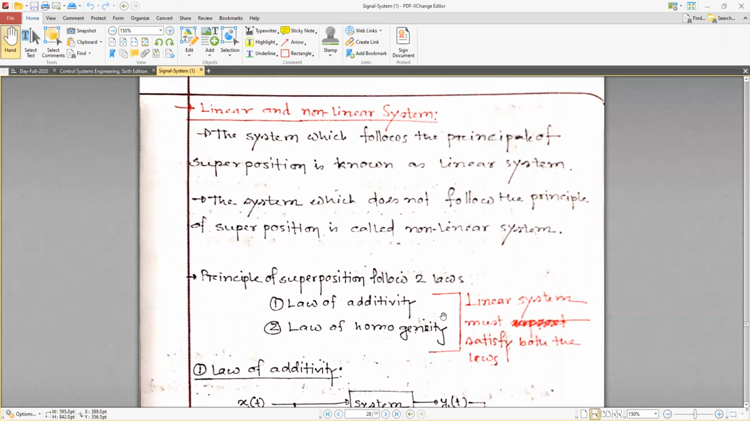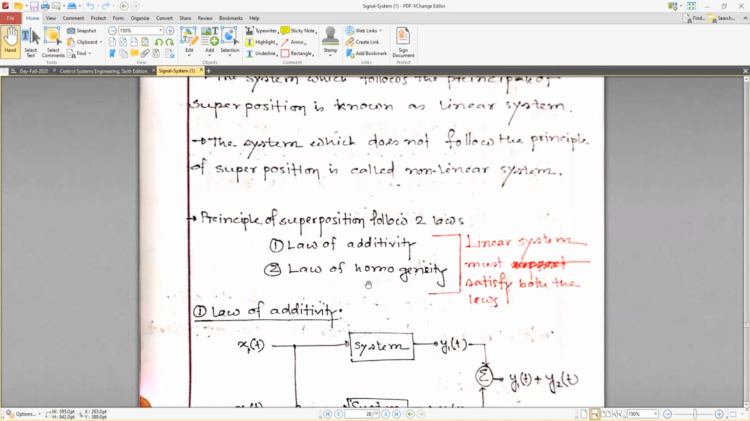And another one, linear and non-linear systems. See, the system which follows the principle of superposition is known as the linear system. We have already discussed the superposition system. Superposition follows the two laws of additivity and laws of homogeneity. A linear system must satisfy both the laws. Okay, laws of additivity, laws of homogeneity.